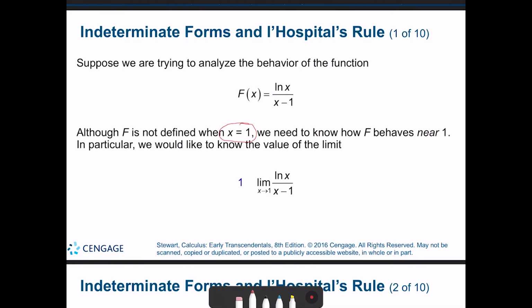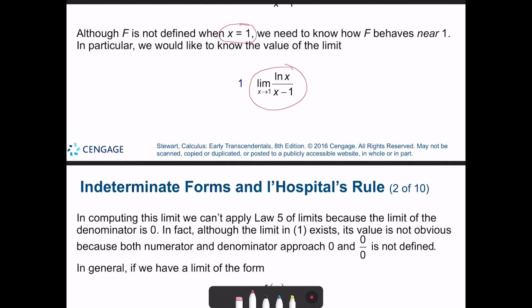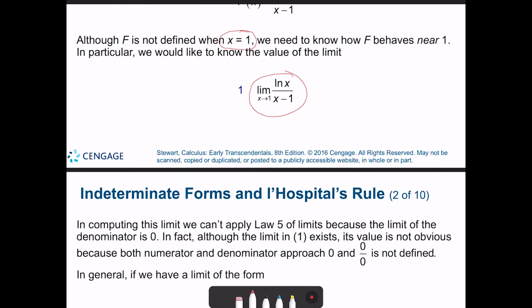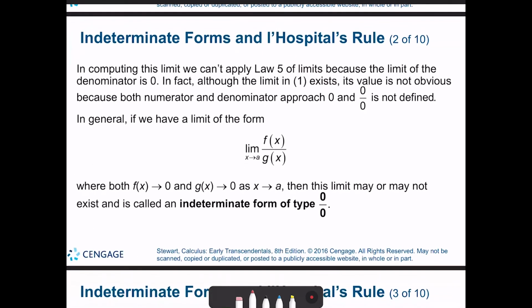So even though the function's not defined at x equals 1, we want to look at the behavior near an x value of 1. And one way that we could articulate that is to say that we want to look at the limit as x approaches 1. And as we know, the limit from the left needs to equal the limit from the right in order for us to say that this limit actually has some defined value. So that's a great way to look at it near 1. So we're going to look at it from both sides.